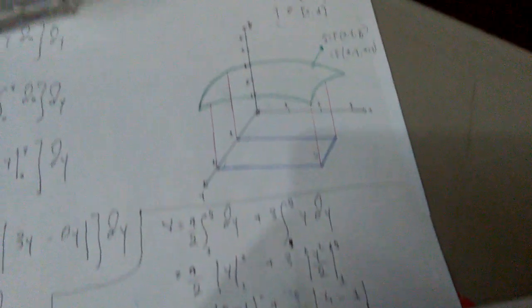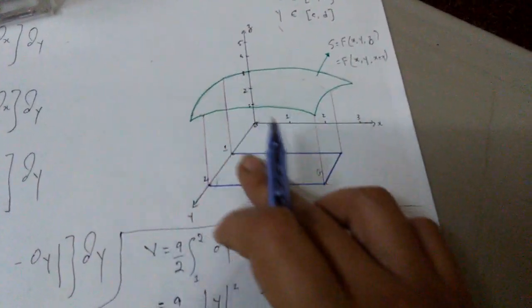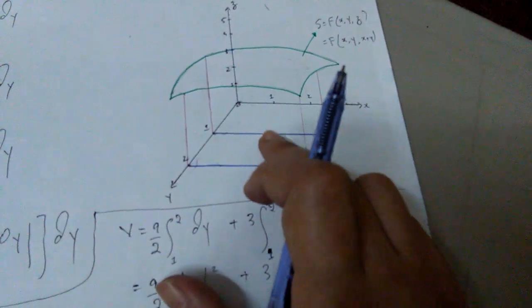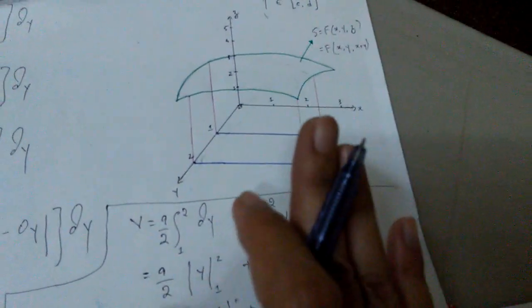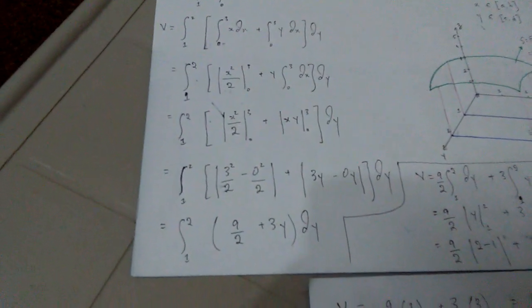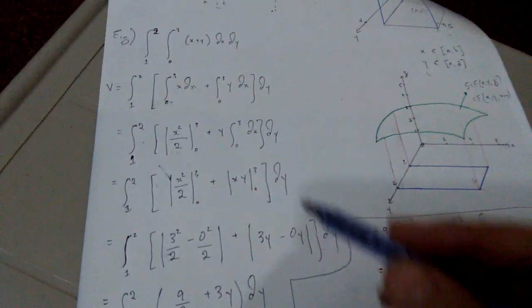So 9 is actually the volume of this 3D object bounded by this surface and this plane on the XY plane. So that's how you find out the volume, and in the same way you can perform the same integration keeping y fixed.